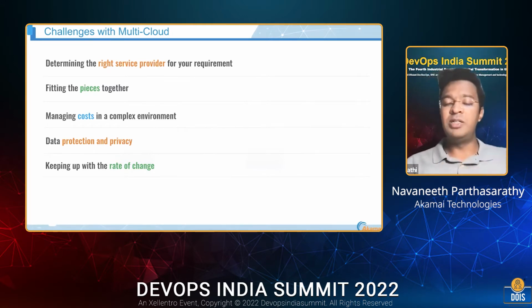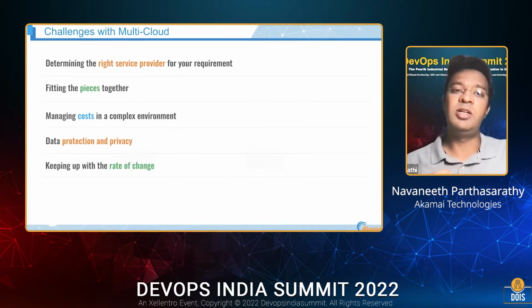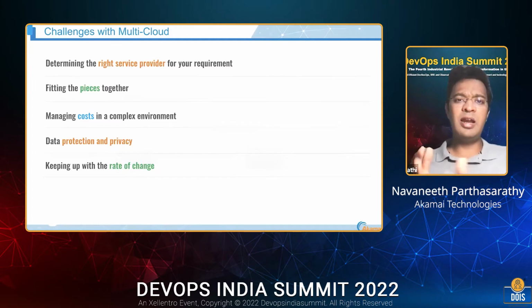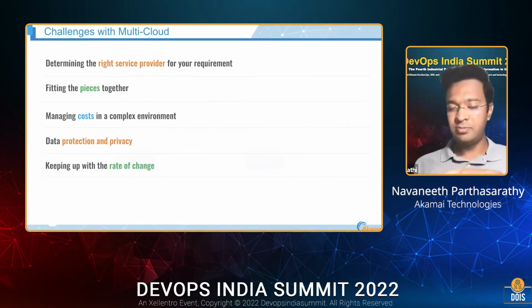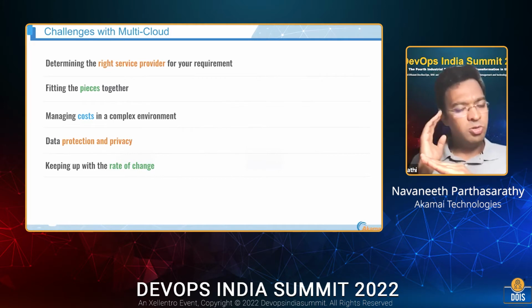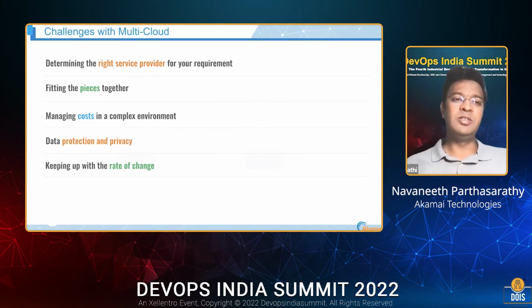And then the other part is obviously the cost, like at what cost these particular service providers are coming in, and trying to figure out the right balance between your specific technical requirements and the business of operating on that particular cloud vendor. It's always a very difficult requirement to address. This kind of goes into the second point, which is about fitting all the different pieces together.